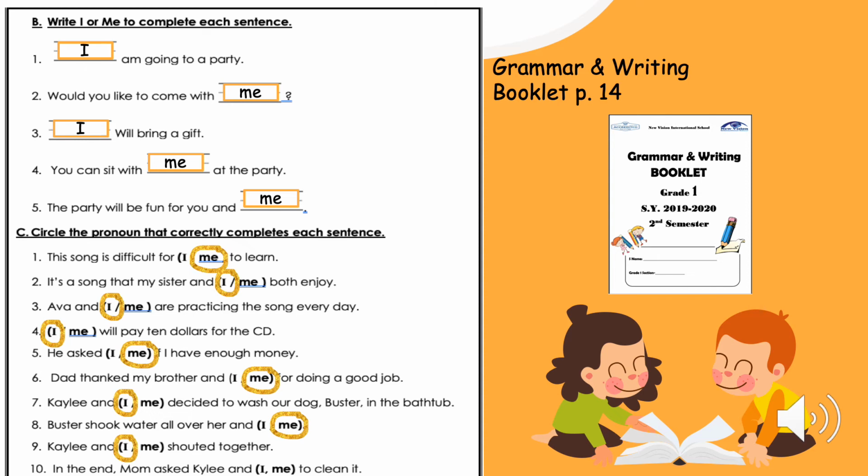Number 9. Kaylee and I or me shouted together. The answer is I. Kaylee and I shouted together. Number 10. In the end, Mom asked Kylie and I or me to clean it. The correct answer is me. Mom asked Kylie and me to clean it.